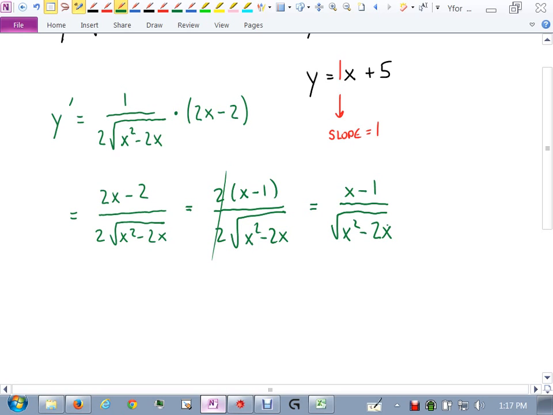Is it okay with the lighting like this? Yeah, okay. So that gives you some credit.